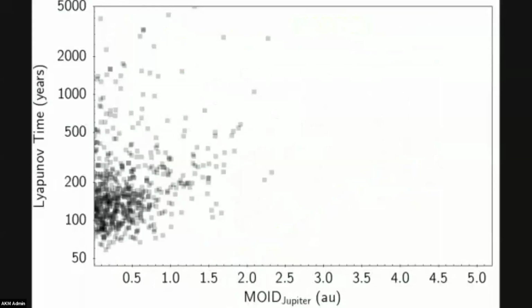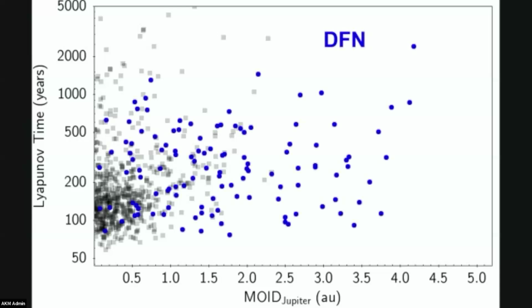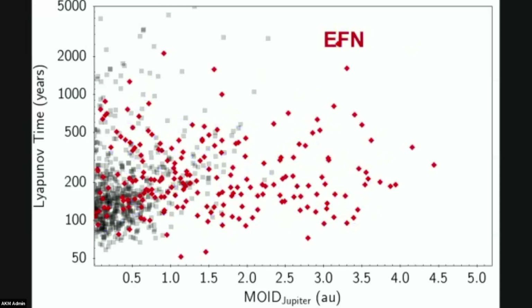So we calculated the Lyapunov lifetimes and the minimum orbital intersection distance values. How close does their orbit get to Jupiter? And we find for the Jupiter family comets, we expectedly see that they have very low MOID values and tend to concentrate around 100 Lyapunov lifetimes. When looking at the fireball data, we see quite a different pattern. You see a much more dispersed group of data.